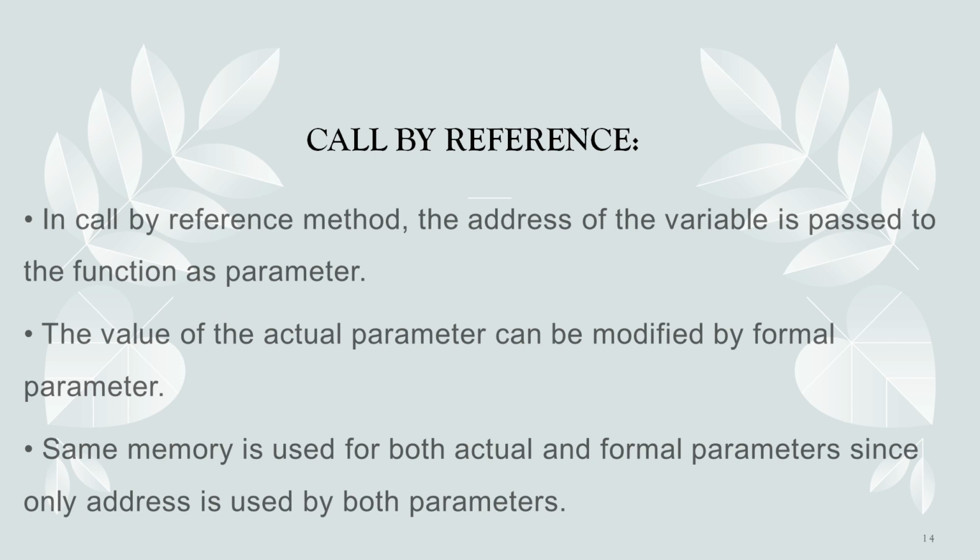Next, call by reference. It is another topic in functions. In the call by reference method, the address of the variable is passed to the function as parameters. The value of the actual parameters can be modified by formal parameters. The same memory is used for both actual and formal parameters, since only the address is used by both.